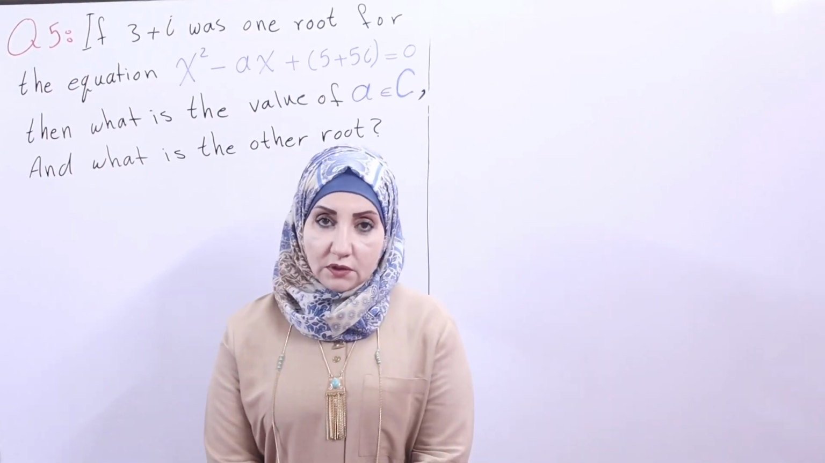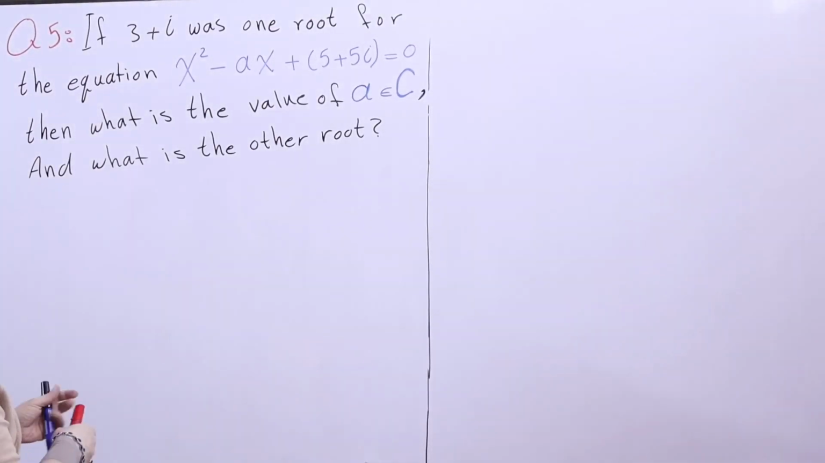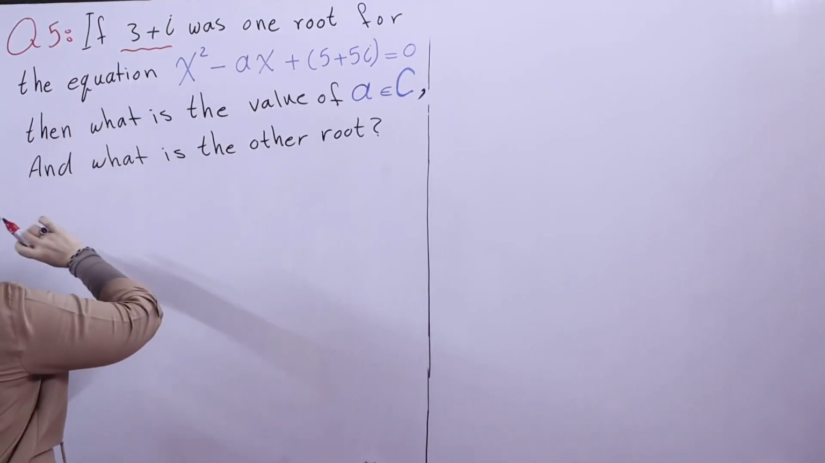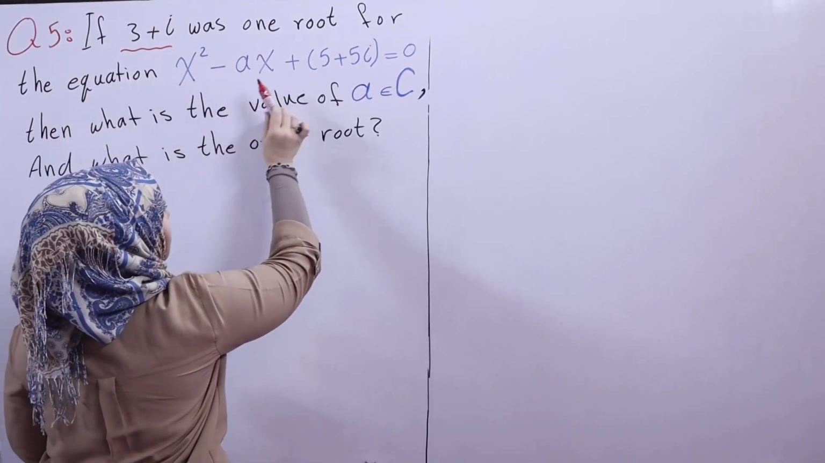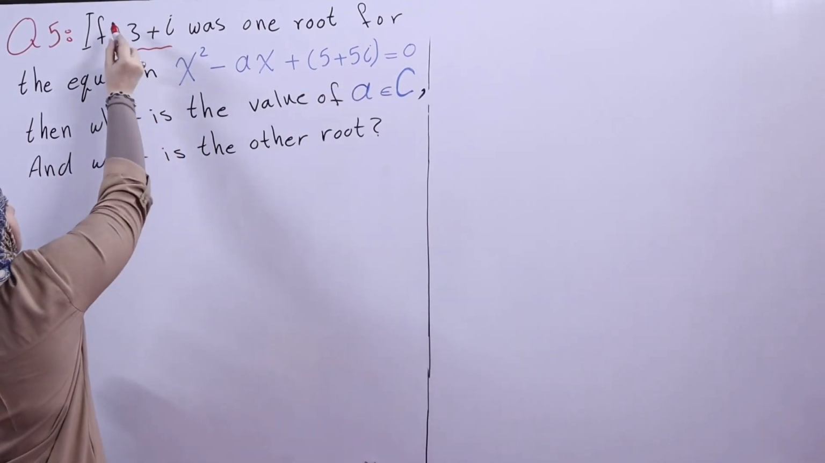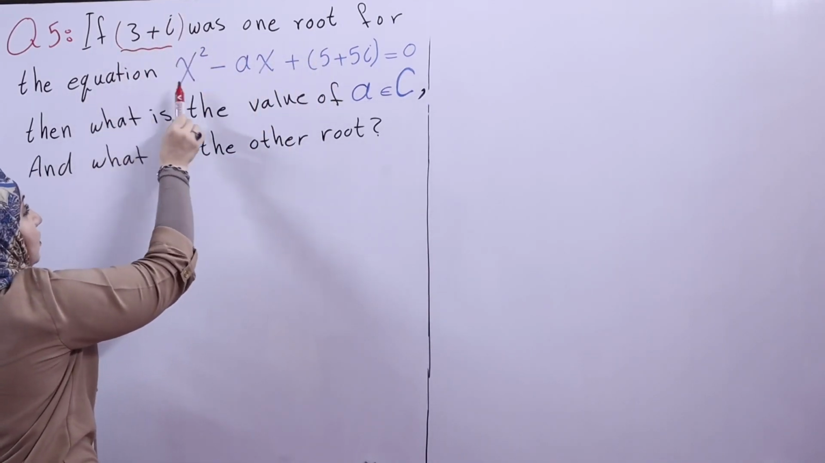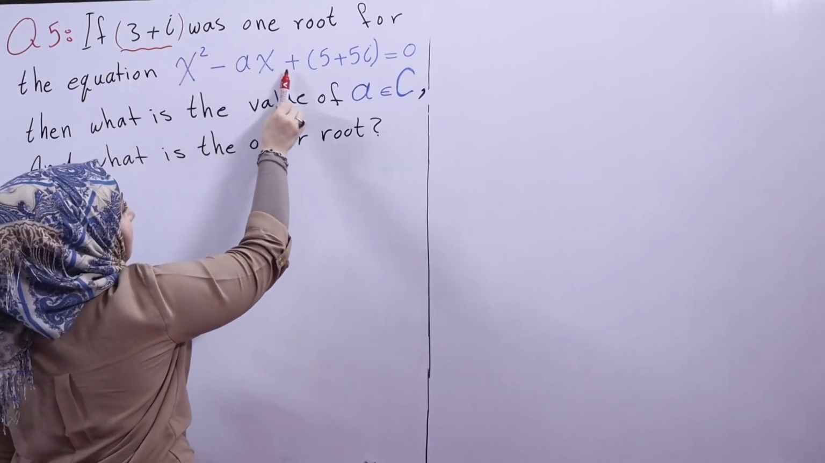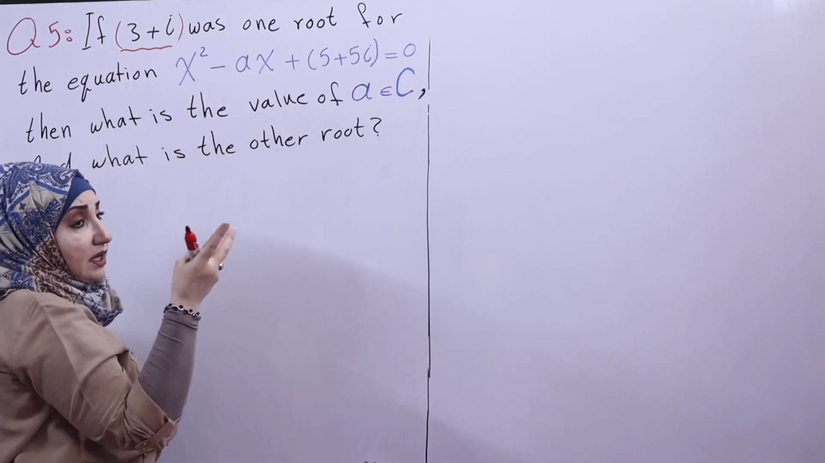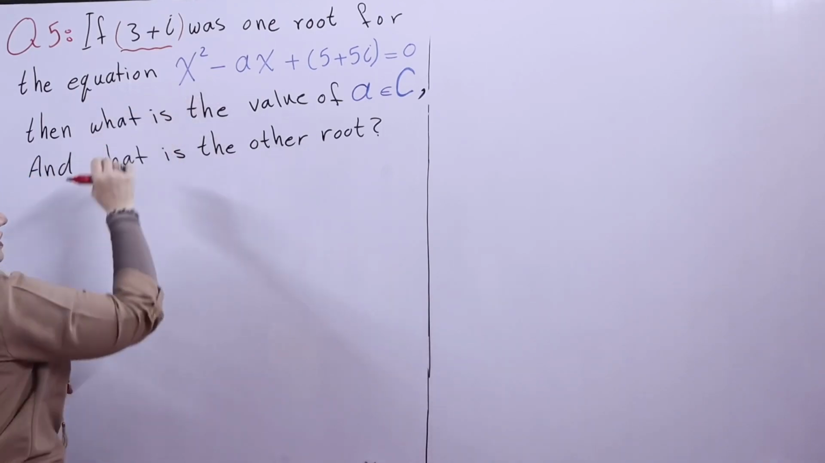And now we will solve question 5. If 3 plus i was one root of the equation x squared minus ax plus 5 plus 5i equals 0. Since this is a quadratic equation, it has two roots, and I am given one root, so there is one other root.